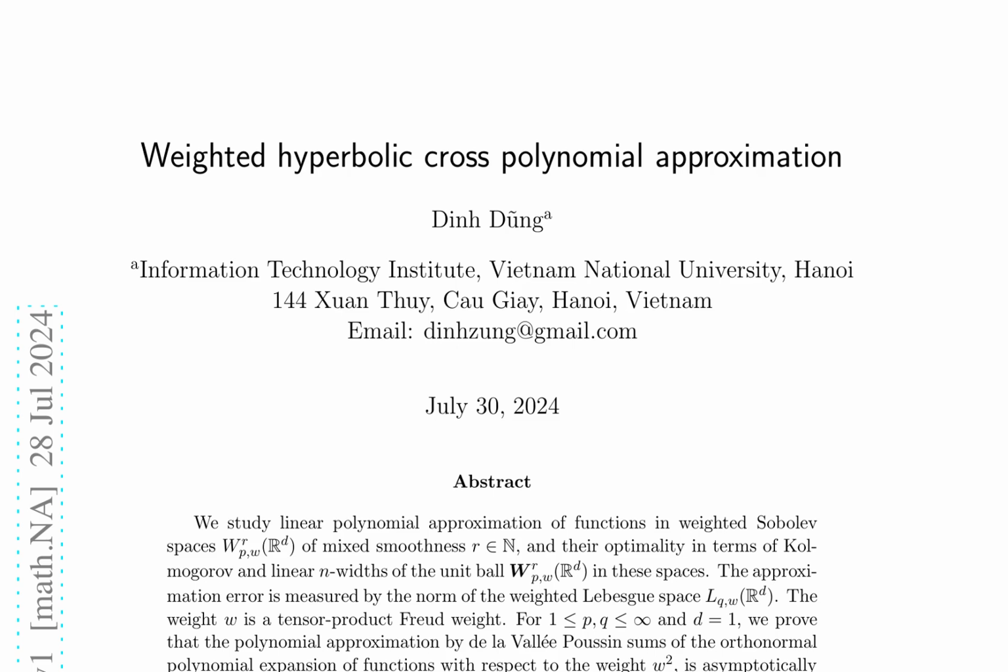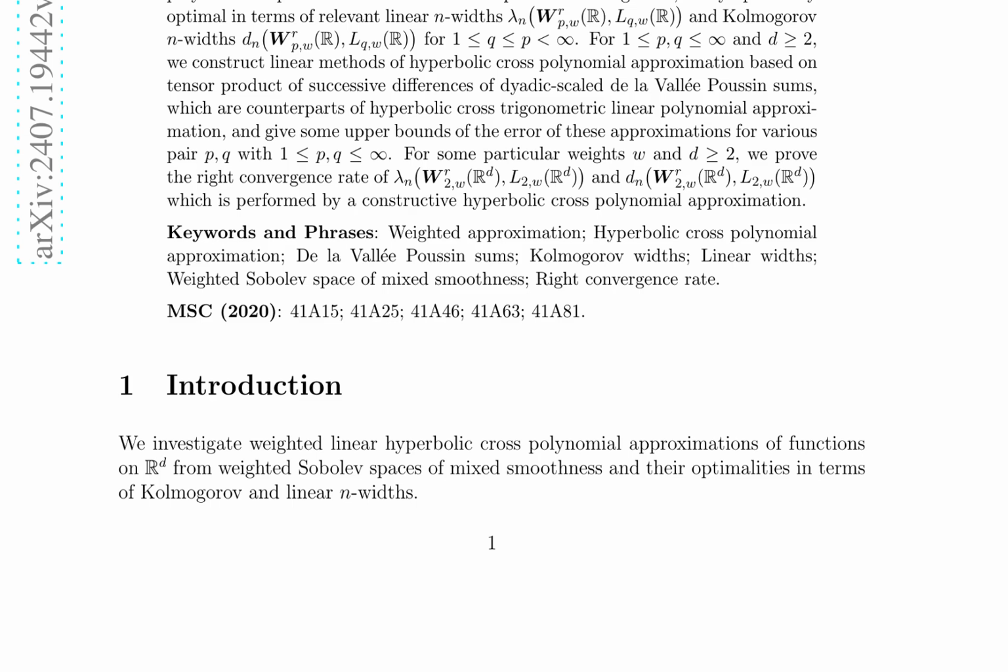The paper introduces the concept of weighted Sobolev spaces, characterized by a specific norm, and defines the norm of a function in W^r_{p,w}(R^d) as the sum of the L_{p,w}(R^d) norms of its weak partial derivatives. It also introduces the concept of linear approximation, where a centrally symmetric compact set F in a Banach space X is approximated by elements from a fixed finite-dimensional subspace L.